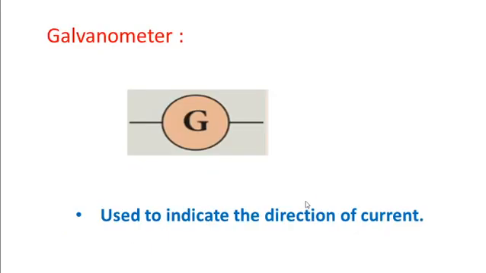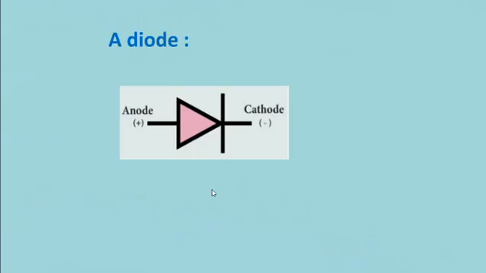The next one, galvanometer. It is symbol G. G indicates galvanometer. It is used to indicate the direction of current, in which direction the current flows in the wire. So we can check with the help of a galvanometer.